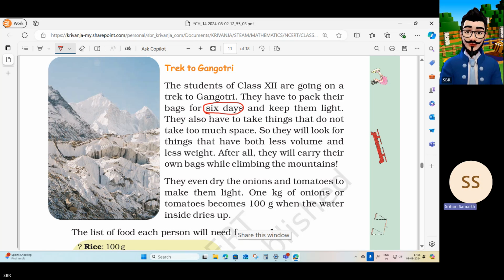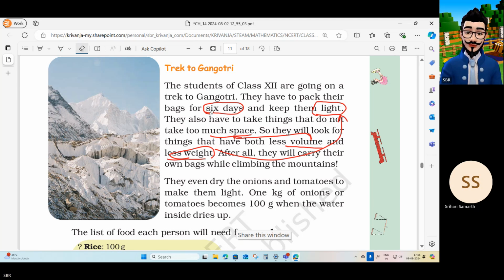They also have to take things that do not take too much space. So they will look for things that have both less volume and less weight. Wait a minute. Volume is related to what? Space or weight? Space is more important, yes. For volume, it is related to space. For light, they want to keep it light, right? That means something related to weight. They're talking about weight.